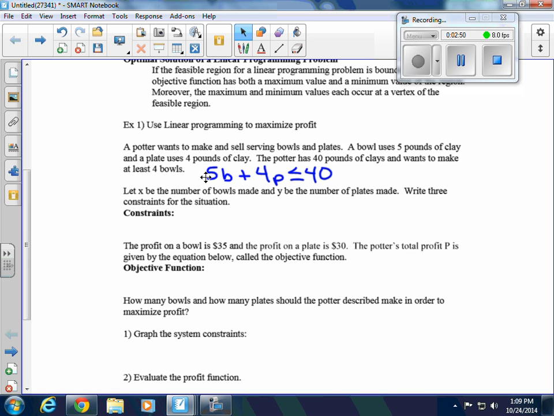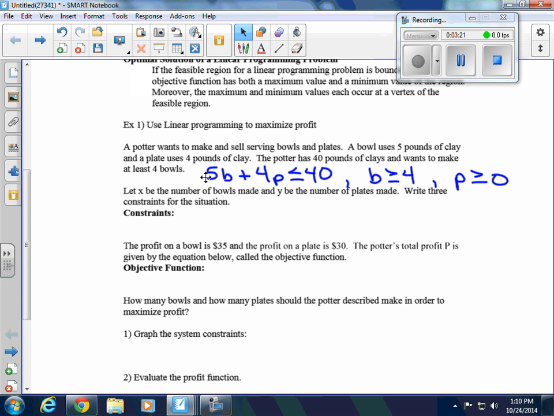Now the second part says he wants to make at least 4 bowls. So bowls is our B. For our second constraint, we know that he has to make at least that, so B has to be greater than or equal to 4. And then our restriction on our plates, well, we don't have any except we know that he can't make less than 0, so P has to be greater than or equal to 0. So here are the constraints that we're going to need to graph.